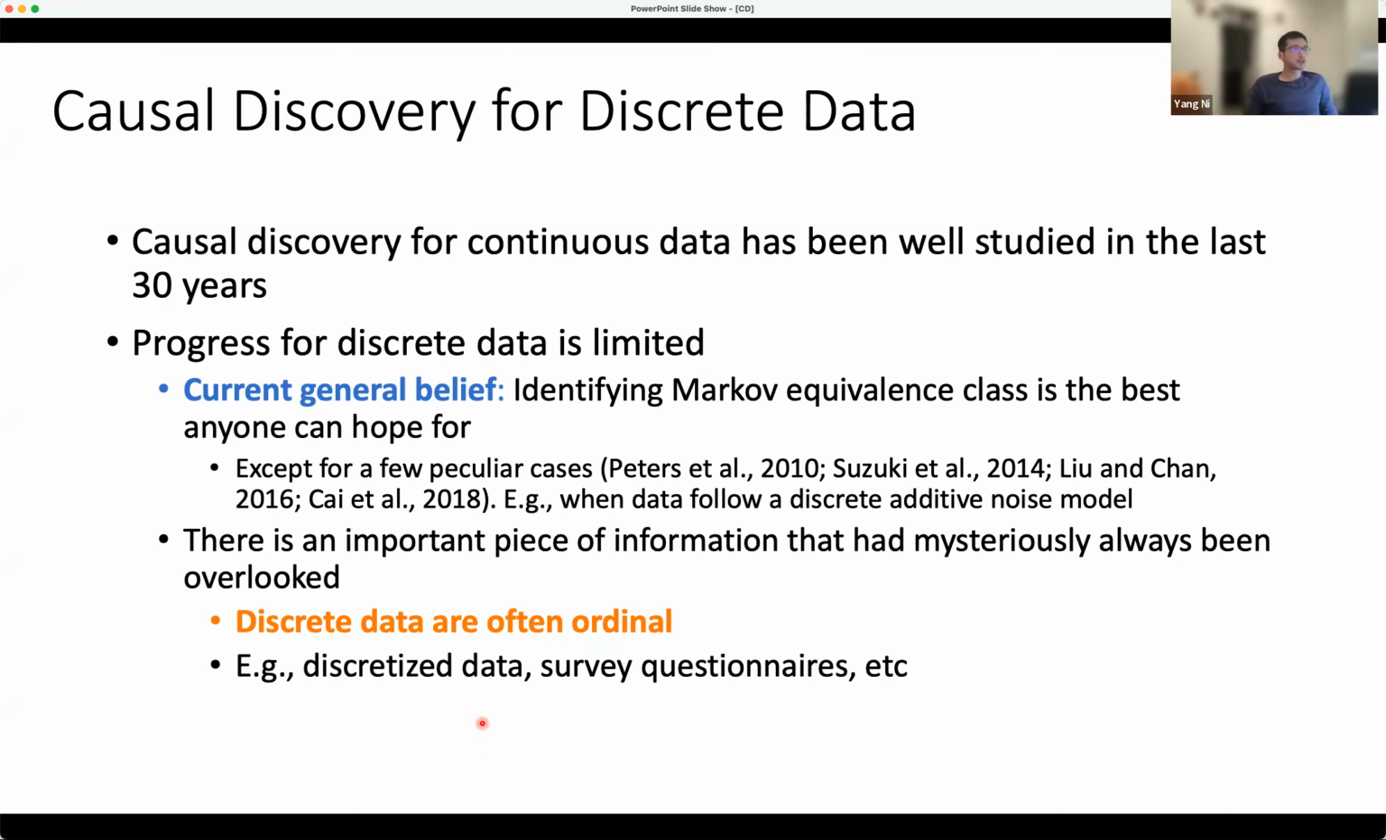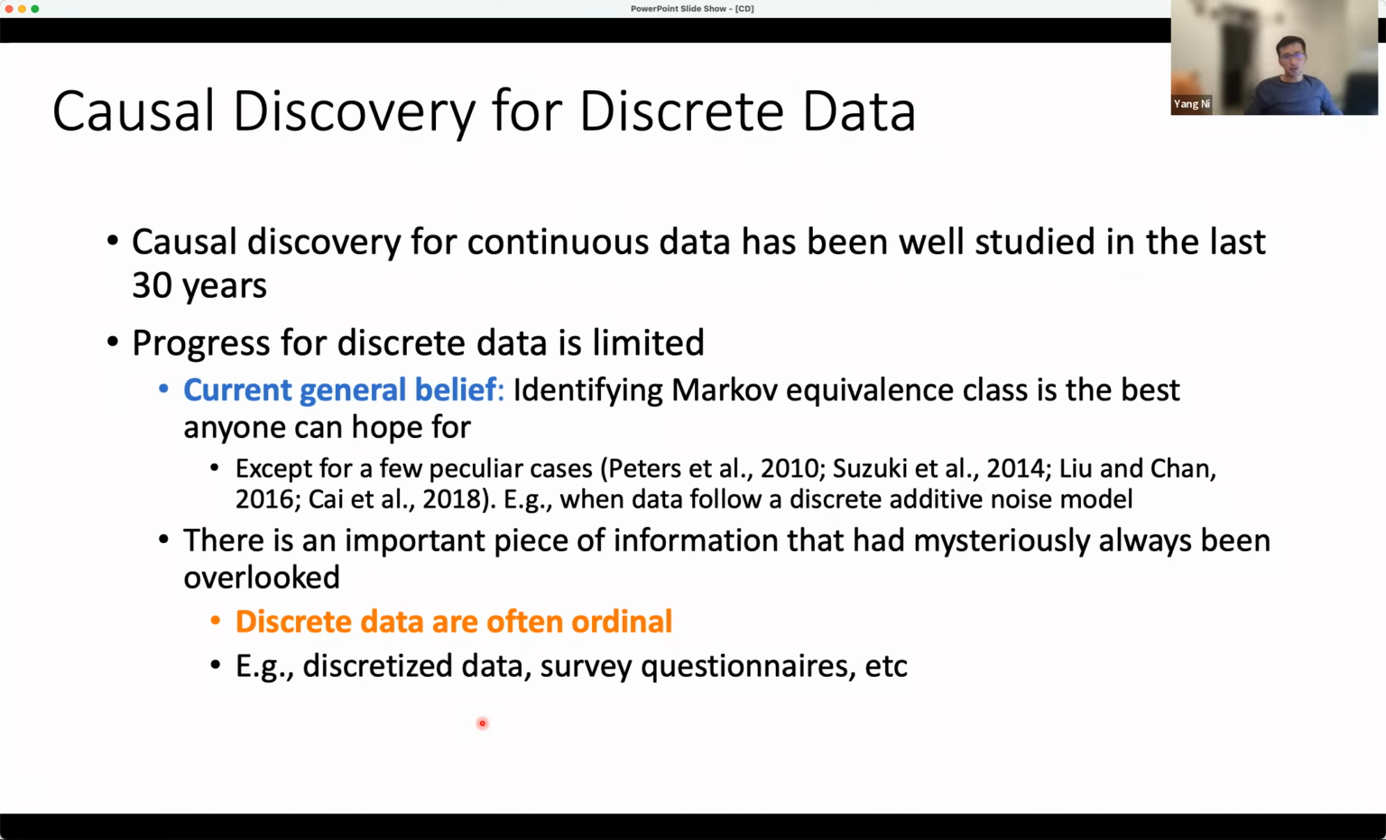But beyond those discretized data, there are some data sets that are just naturally ordinal. For example, a survey questionnaire. If you ever respond to a questionnaire where the people who conduct the survey use the Likert scale, say 5 point, then you typically answer a question using strongly disagree, disagree, neutral, agree, strongly agree to a certain statement, right? And obviously these 5 categories are ordinal as well. So there are a lot of discrete or categorical data that are ordinal by nature.